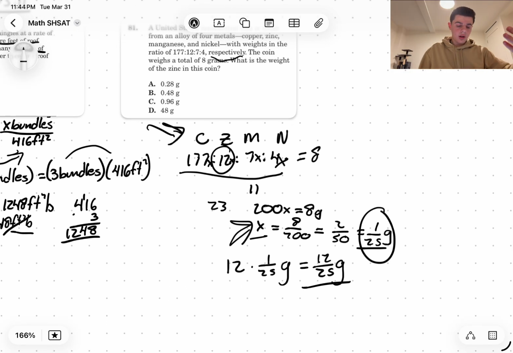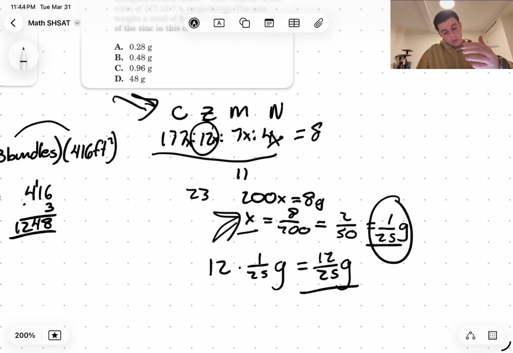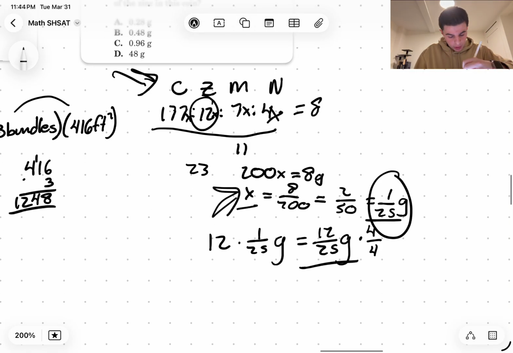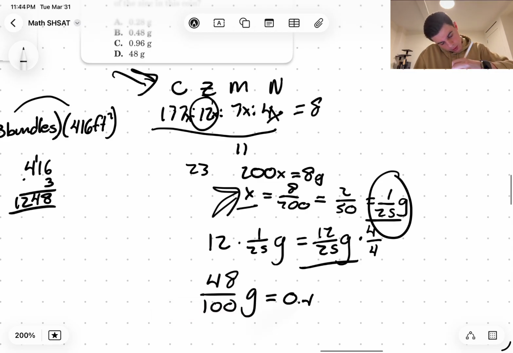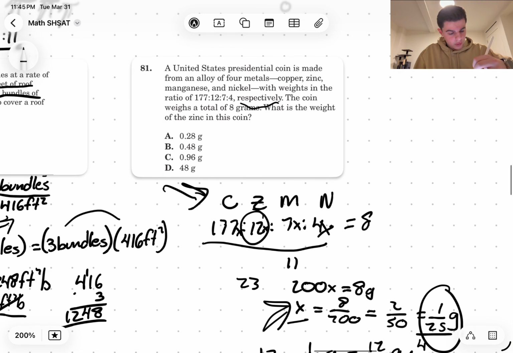But we see here that all our answers are in decimal form, so we need to convert this into decimal form. We see that it's over 25, so we can multiply this by 4 over 4 to convert it into a base of 100, and we get 48 over 100 grams, which is equal to 0.48 grams, which is answer choice B.